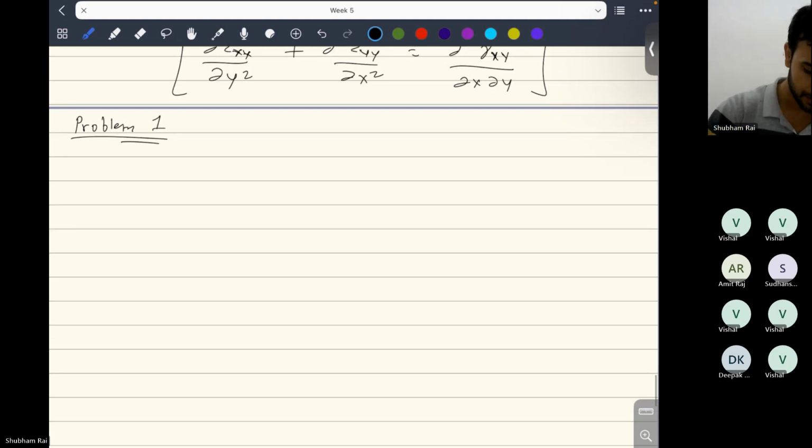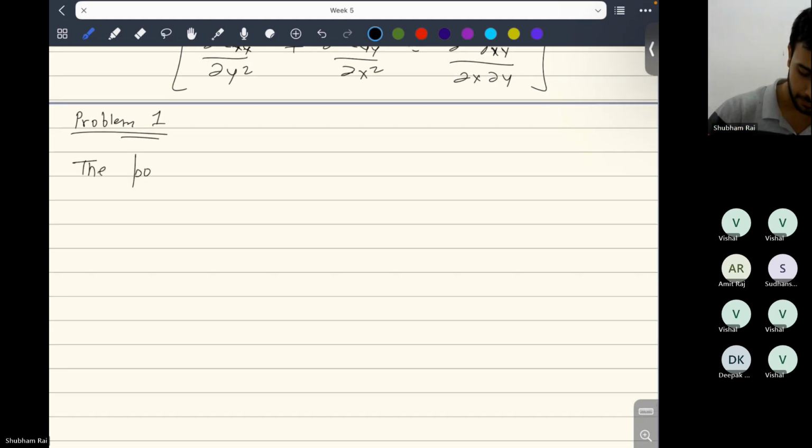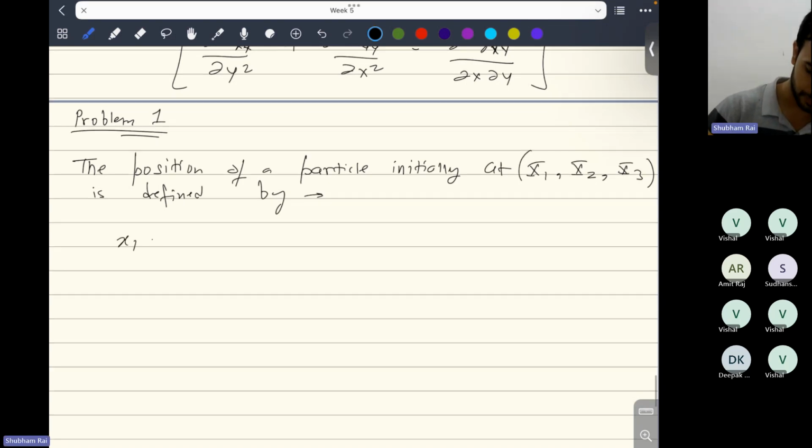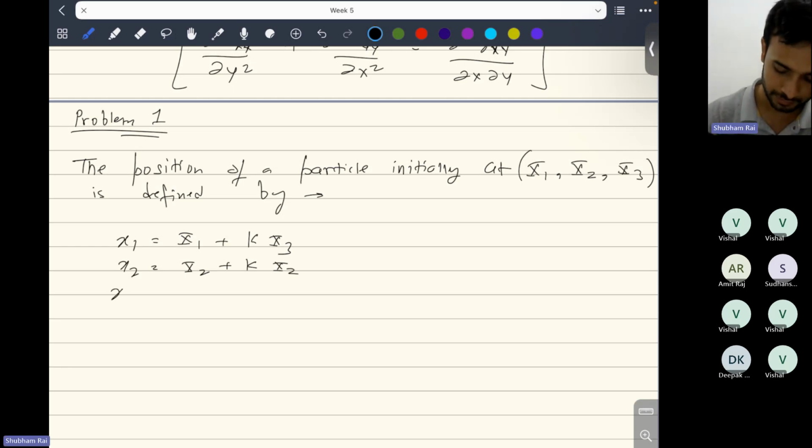So the problem says the position of a particle initially at X1, X2, X3 is defined by: x1 is equal to X1 plus k into X3, and x2 will be equal to X2 plus k into X2, and obviously x3 is equal to X3.